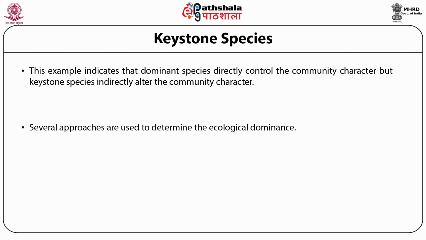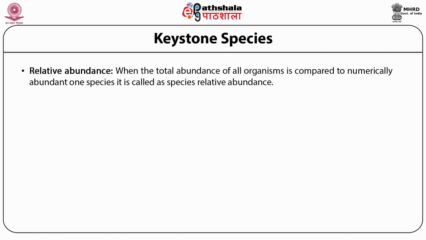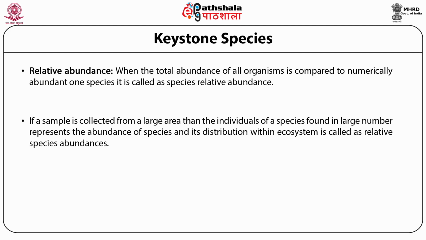Several approaches are used to determine ecological dominance. Relative abundance: if a sample is collected from a large area, then the individuals of a species found in large number represent the abundance of the species, and its distribution within the ecosystem is called relative species abundance. When the total abundance of all organisms is compared to one numerically abundant species, it is called species relative abundance.